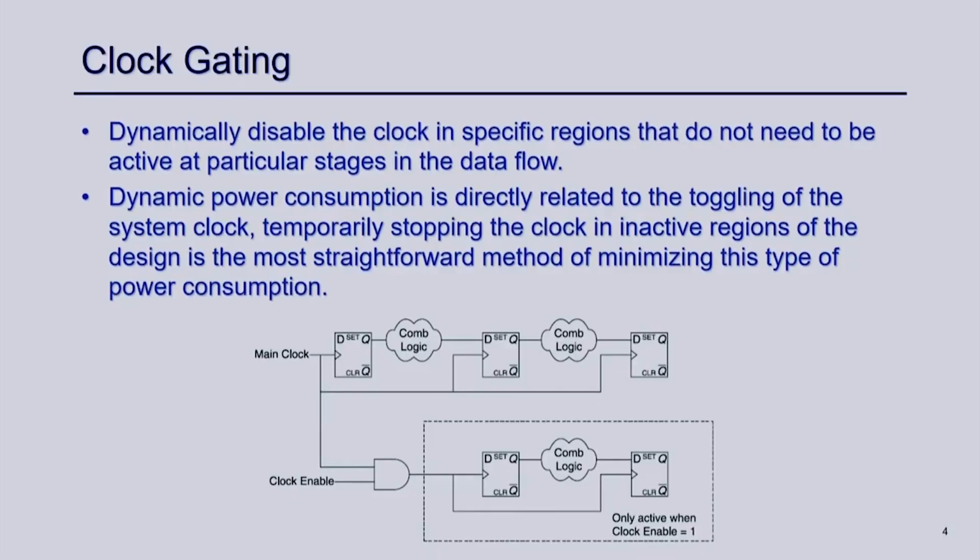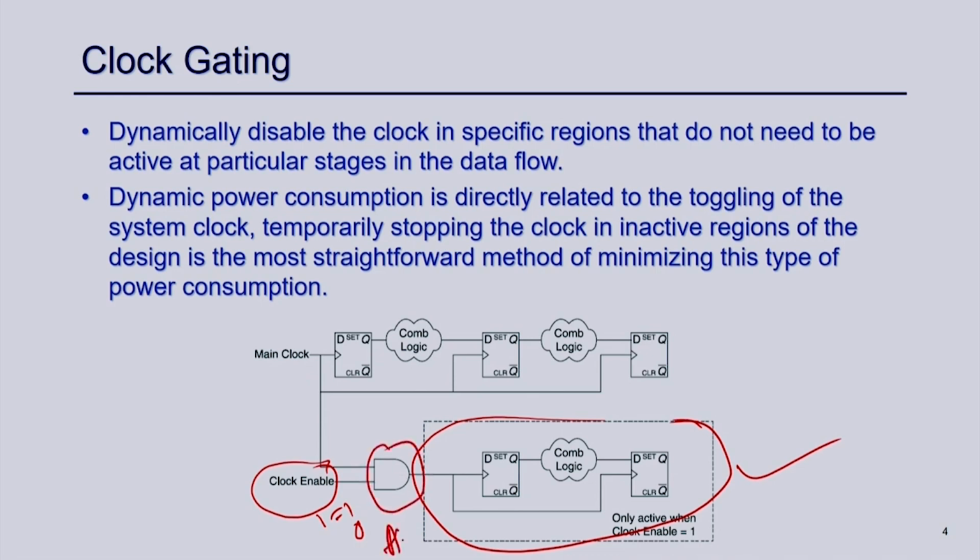This is given by this example. Suppose this is one circuit, and this is the part of the circuit which is not active in all the clocks. You can apply a clock enable: when it is 1, this part is active, and whenever it is 0, this part is not active. This is called clock gating, where the system clock, or the main clock, is gated with this enable signal and fed as the clock of this design.